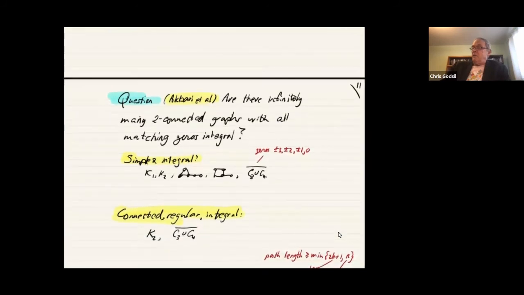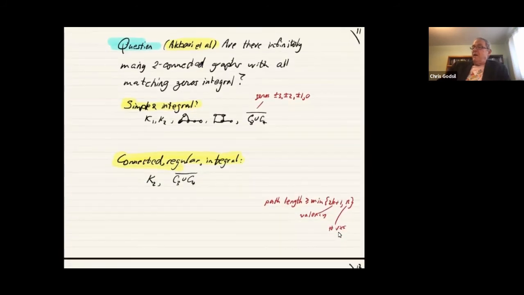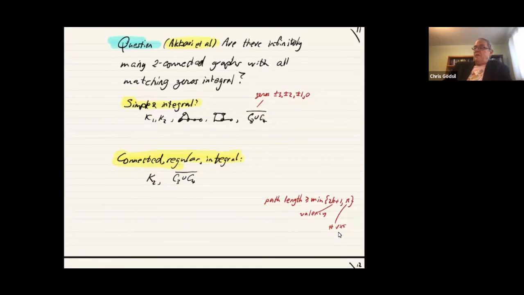And so this question, I'm going to state the question posed by Akbari and about 6 people altogether. They ask, are there infinitely many 2-connected graphs with all matching zeros integers? Now, you need to put in some restriction on the connectivity because we can get arbitrarily large trees with all matching zeros integral, so we need to exclude trees. There's a few other classes of graphs we need to exclude, but I'll come back to that.